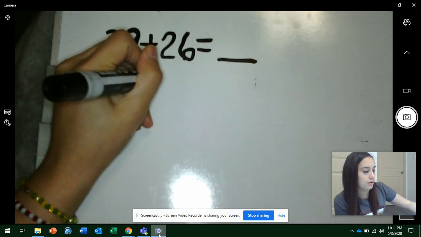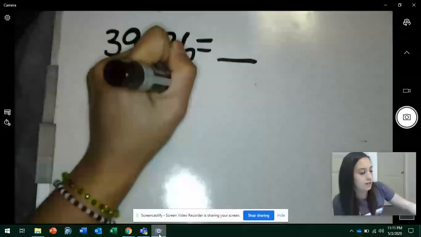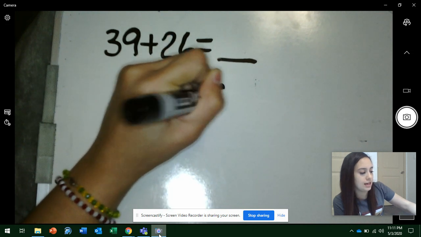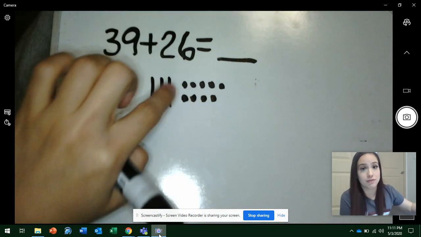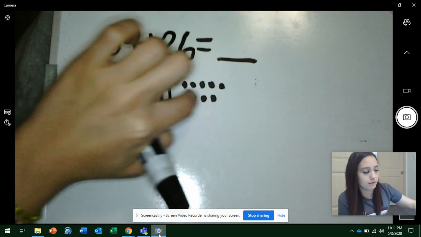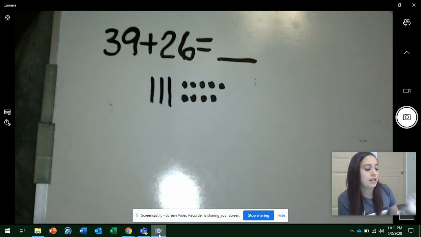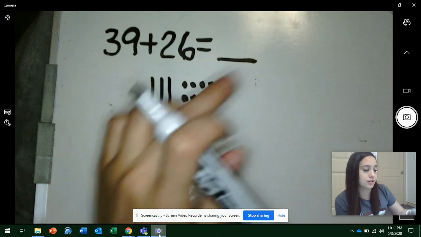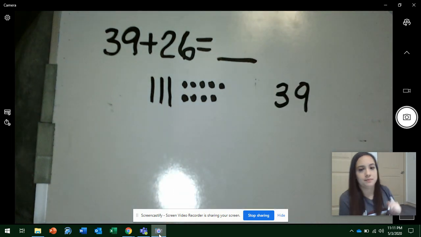So let's draw it. 1, 2, 3. And then let's draw our ones. 1, 2, 3, 4, 5, 6, 7, 8, 9. Make sure that your ones and your tens are organized. We have to be very organized about this. So after 5, you start on a new row. Ready? And for this step, since it was draw the first addend, which is the first part, we're just going to add to write it. So here, we're going to write 39 on the side.